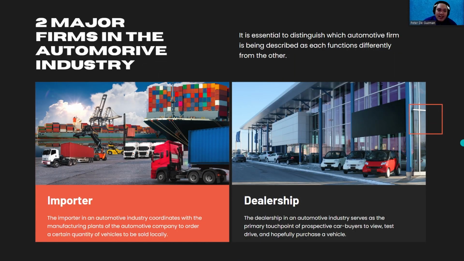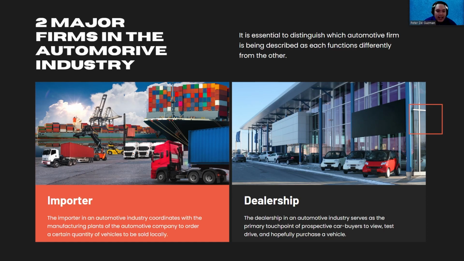And this transitions us to the next slide. The two major firms in the automotive industry. There are two classifications or categories of firms in the automotive industry. And for the sake of this discussion, it is essential right at the very beginning to distinguish which automotive firm is being discussed. Because each of these two firms functions very differently. Although they work hand in hand, they possess different qualities and they operate in different ways.